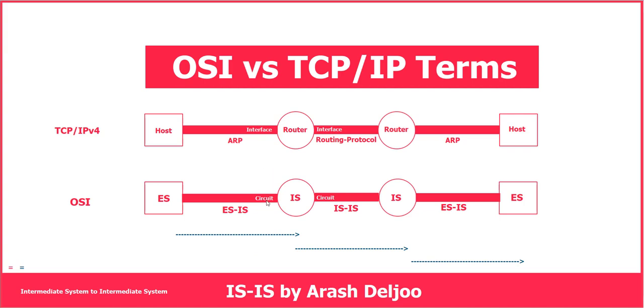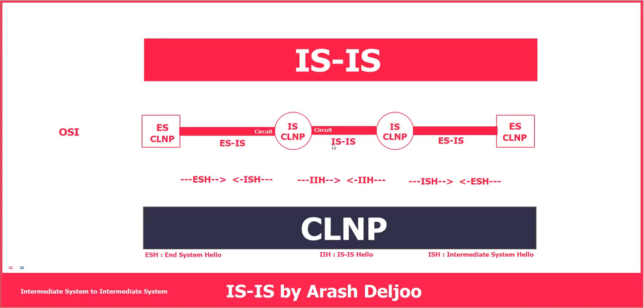Circuit is the other name of the interface in those days, but you know that we didn't assign any addresses, for example CLNP addresses, to the circuits. We should assign the addresses in the OSI world to the IS and also the ES. Look at this picture. In this picture, we can see that the ES has one CLNP address and also the IS has one CLNP address, then another IS, and then the last ES.